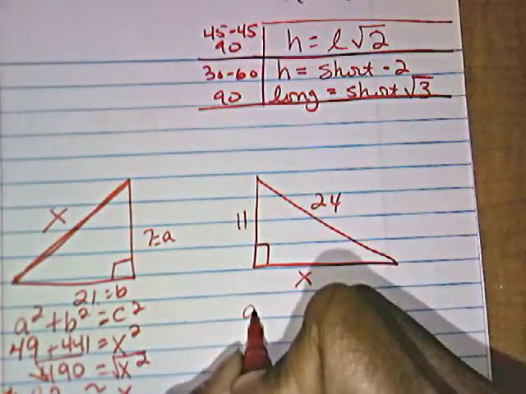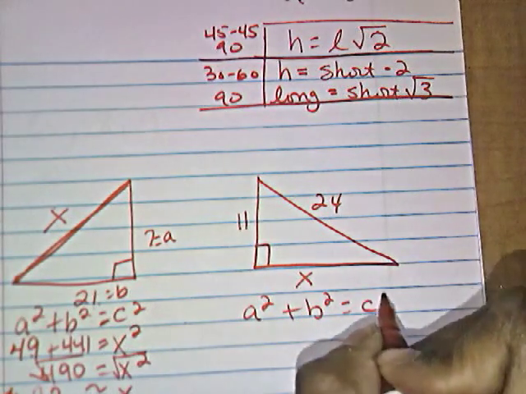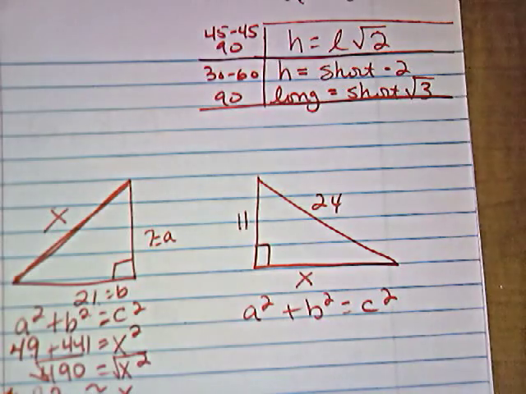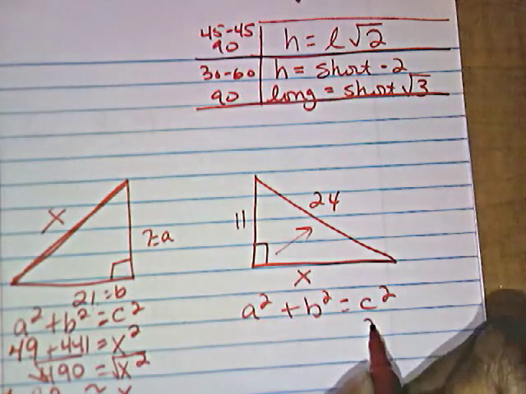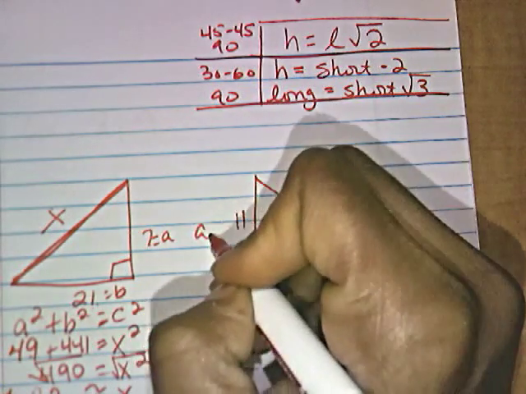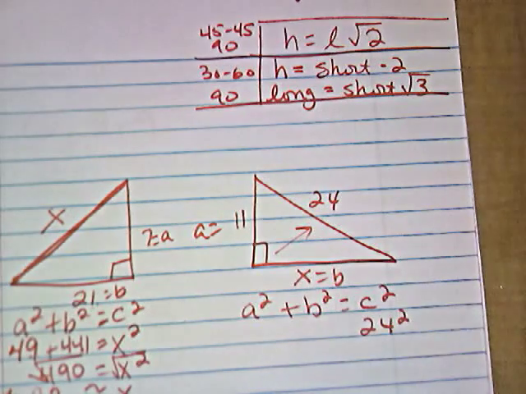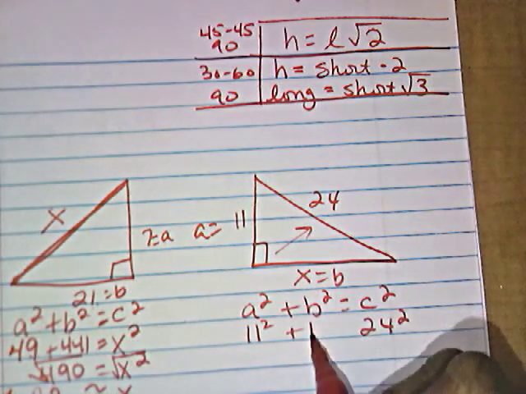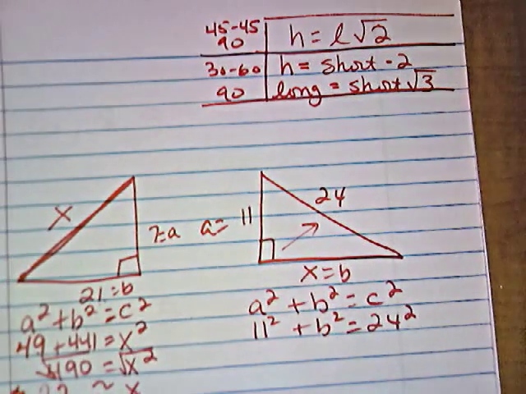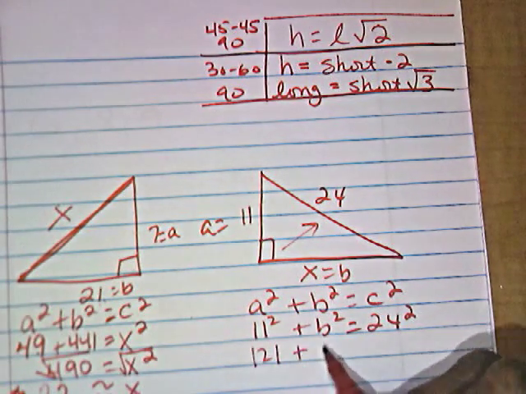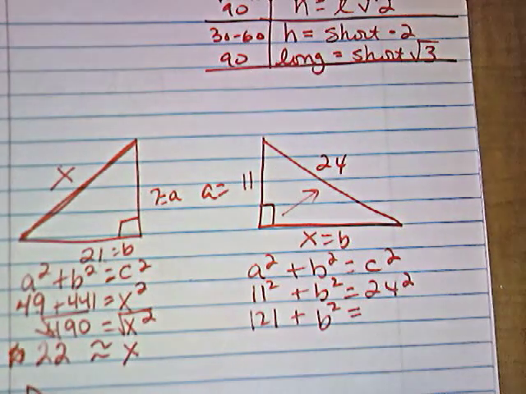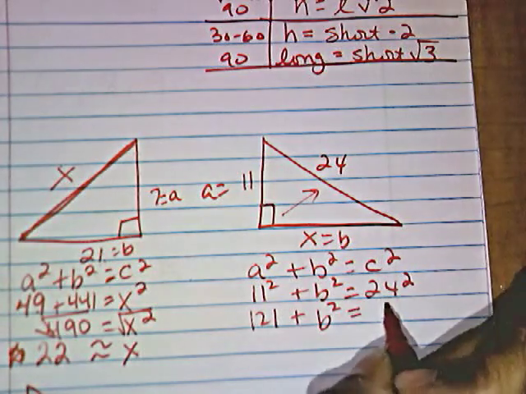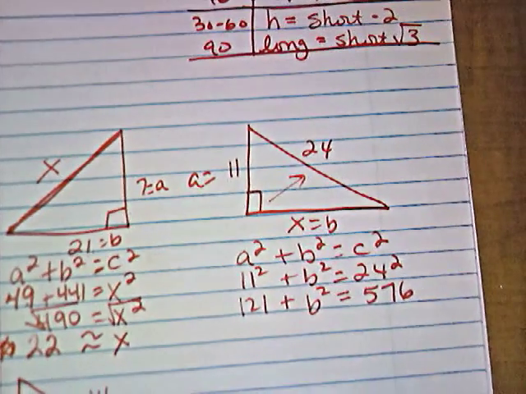So let's look at this one. First, I'm going to write my formula. A squared plus b squared equals c squared. I recognize it's not a special triangle. I'm going to identify the hypotenuse, which is 24. So that's 24 squared. I'm going to call this A. I'm going to call this one B. A squared is 11 squared plus b squared equals that. 11 squared is 121. When you put that on your calculator, the b stays the same. And then we have 24 times 24, which equals 576.